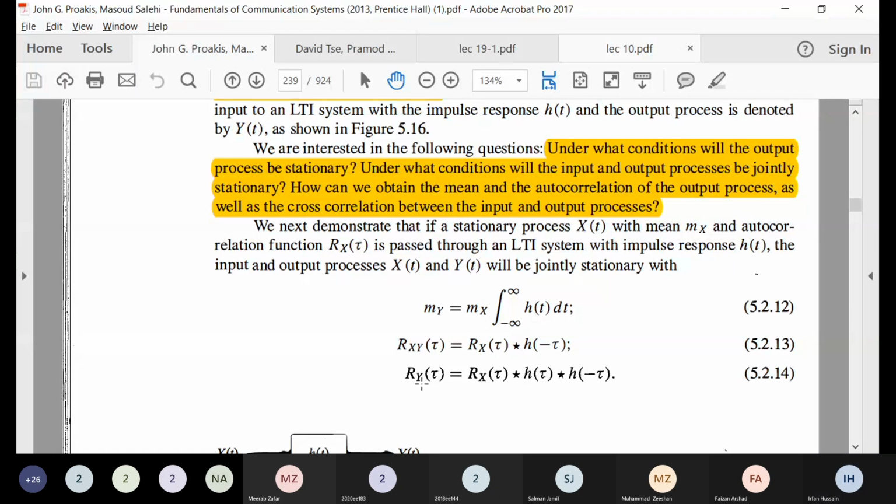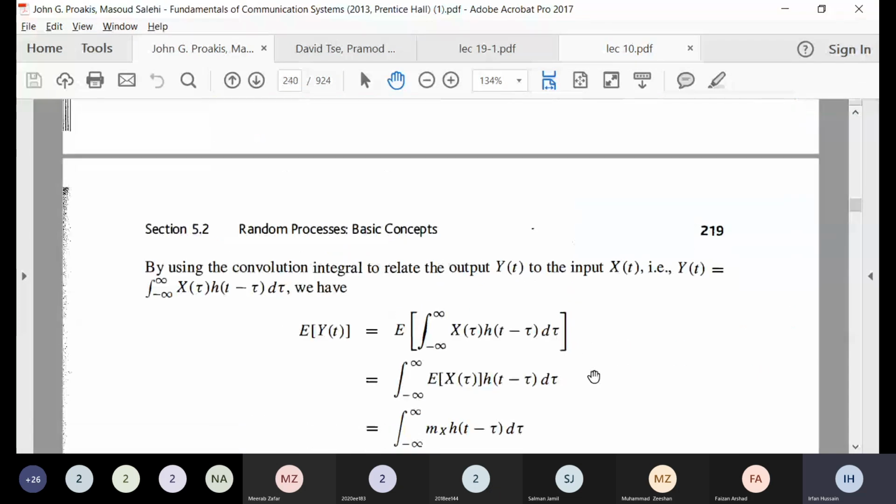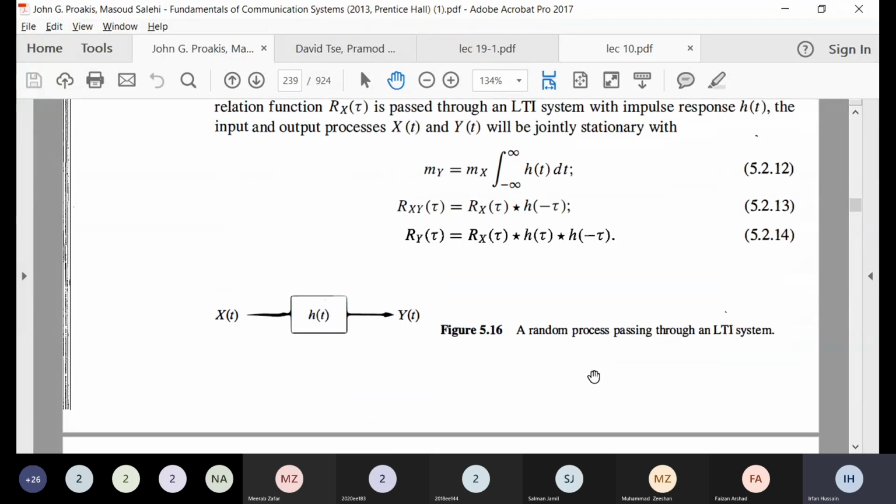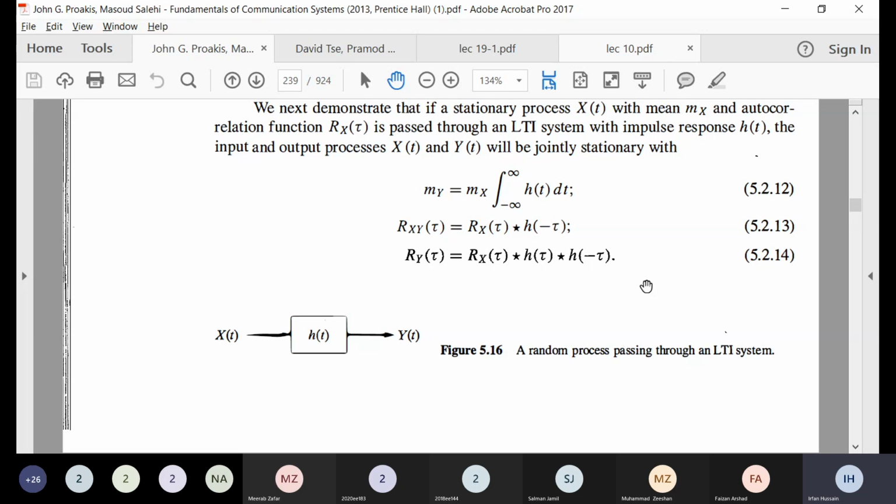While the autocorrelation of the output can also be given in terms of the input convolved with the impulse response of the LTI system. So first we do this proof.